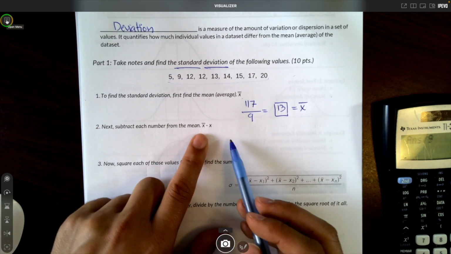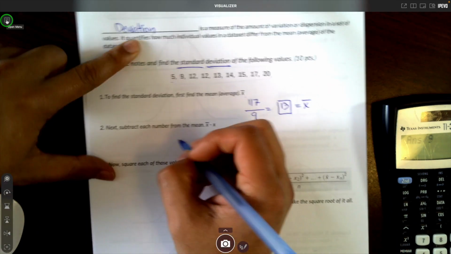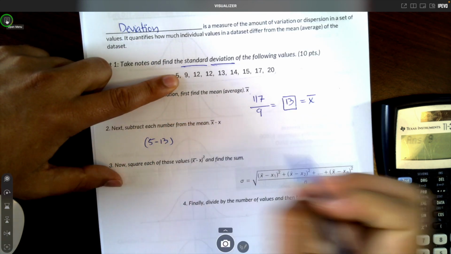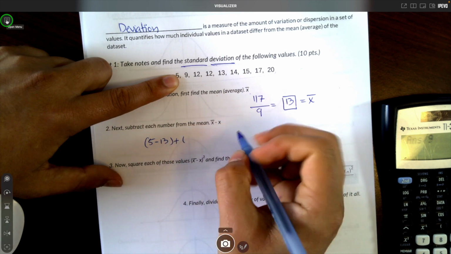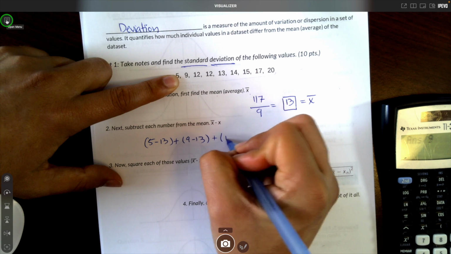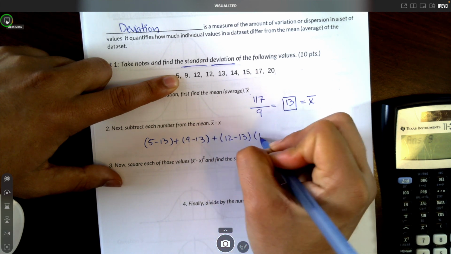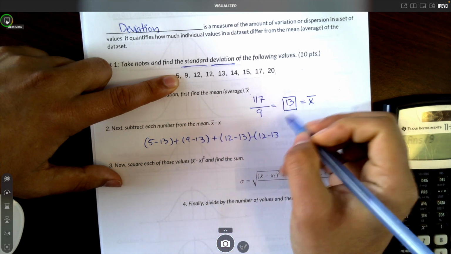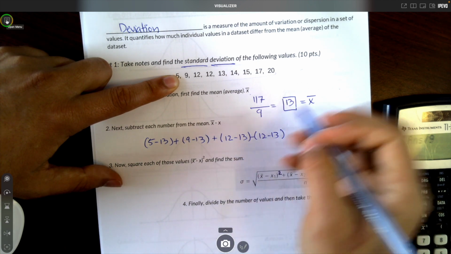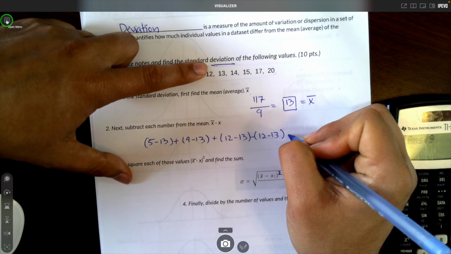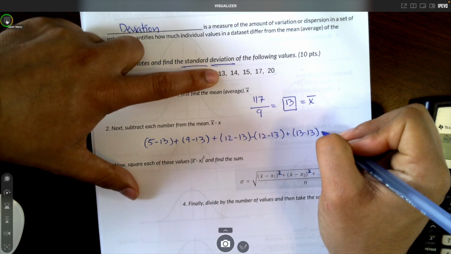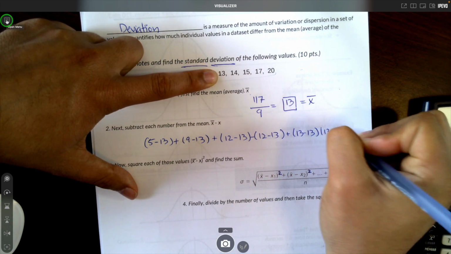Then you got to subtract the average from each of these. So 5 minus 13, 9 minus 13, and we're going to add them all. 12 minus 13, 12 minus 13 again. And it doesn't matter which one you put first, because you're going to square it. And when you square it, it turns negatives into positives. 13 minus 13, obviously this one's going to be 0. And then we're going to get 13 minus 14.